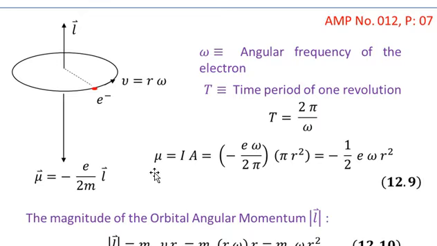Now the vector mu I wanted to calculate: mu is equal to the current in the loop multiplied by the scalar area. From the previous slide we calculated that the current is minus e omega over 2 pi, and the area of this loop is pi r squared. Simplifying this result, I have minus half e omega r squared, as shown in equation number 9. So mu is equal to minus half e omega r squared.